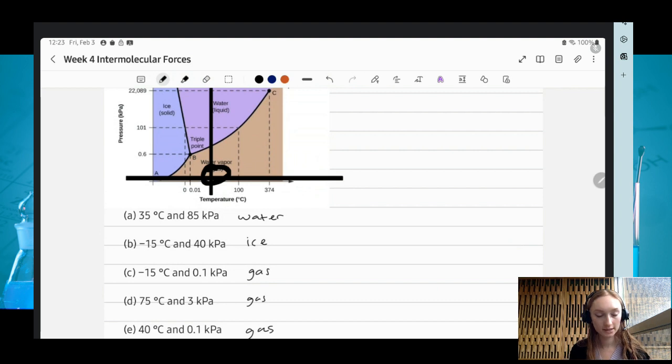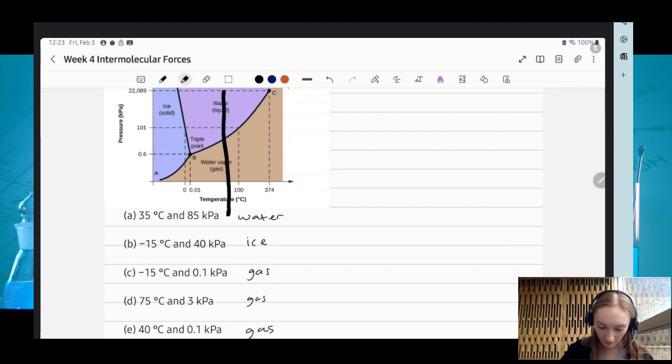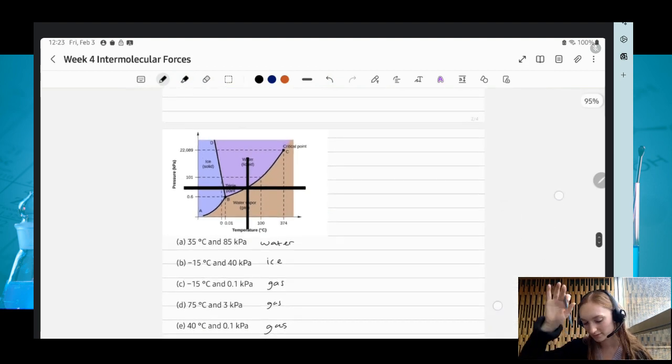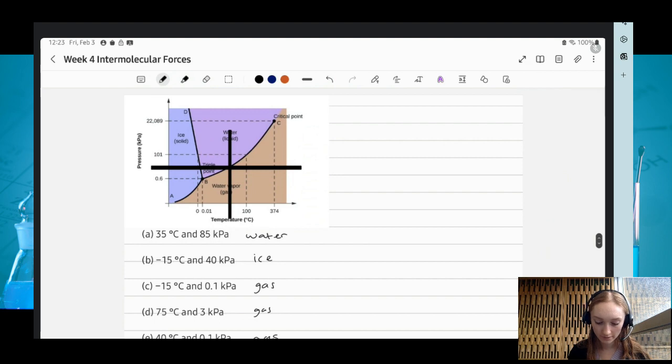And the last one, 60 degrees Celsius and 50 kilopascal. So maybe like right there, and then 50, which is actually harder to tell because it looks like it's on that line. So if it's 50 here for sure, halfway at that point, and then 60 could be like right there. I'm going to call it a water because it looks like it is more in the purple region. So that's how you find those different phases from the graph.